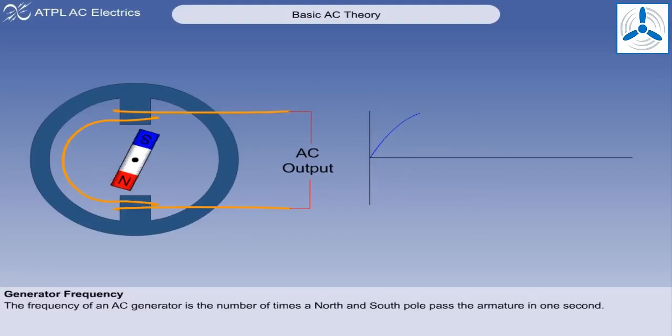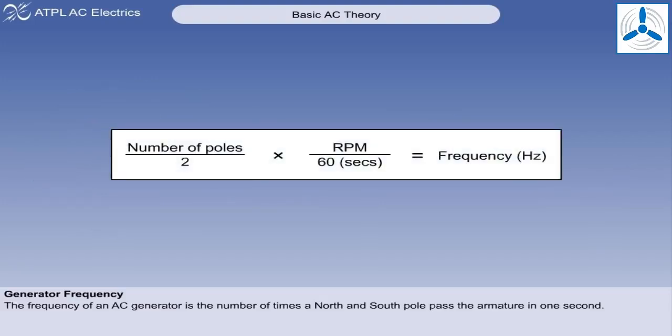A cycle is completed each time a north and a south pole of the magnetic field move past the armature. Thus the frequency of an AC generator is the number of times a north and a south pole pass the armature in 1 second. The formula for calculating the frequency in hertz of an AC generator is shown on the screen.